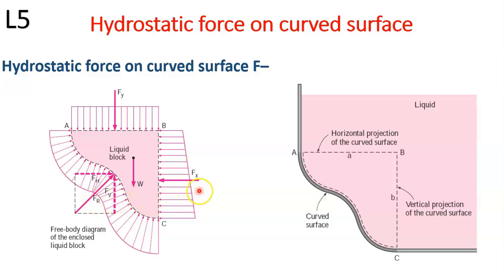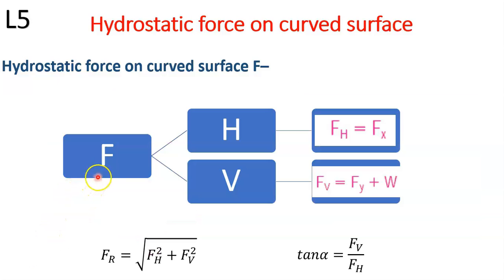We can talk about them in terms of Fx and Fy, and the net force we have to find, that is the resultant force, and the liquid weight is acting in the vertical down direction, which we refer to as W. Now as I said, we have the hydrostatic force resolved into two parts, horizontal and vertical. So horizontal is Fx and vertical is Fy plus weight.